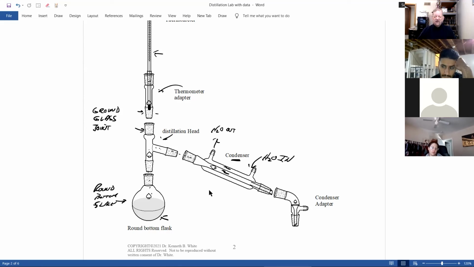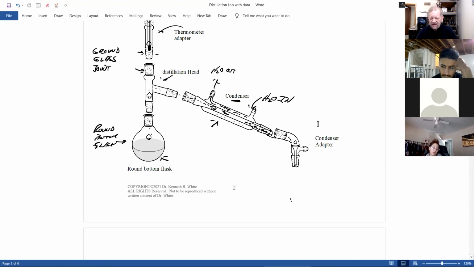If you hooked it up the reverse, this would never fill up, because all around here, this fills up with water and it pushes out this way. And it's cold water. And so when the vapor comes in here, the cold water here condenses it to liquid. And it goes, this is again connected, and it comes here, and it drips down here, which you collect.